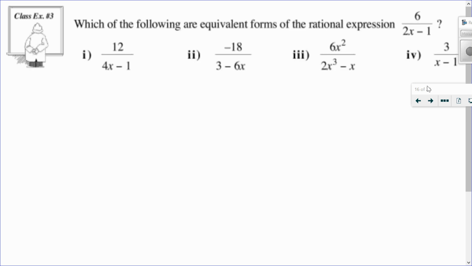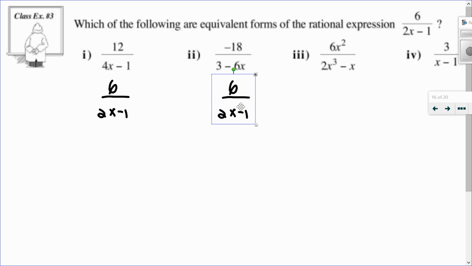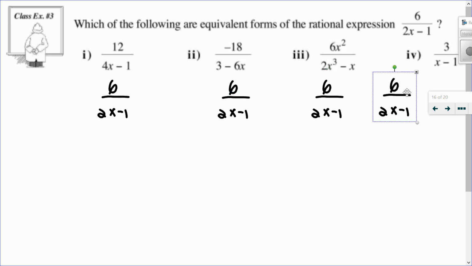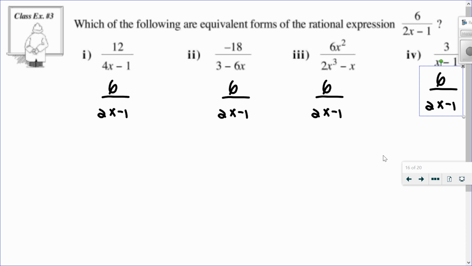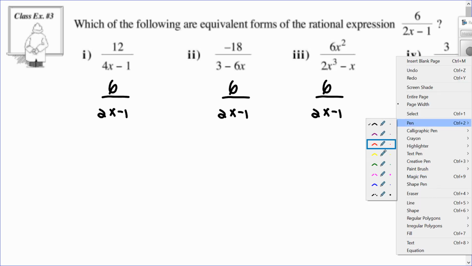Which of the following are equivalent forms of the rational expression 6 over 2x minus 1? So what I'm going to do for each one of these is write this out 4 times, and compare this fraction to each one of them just to see if they are equivalent. Like, what did I do to the numerator to get the new numerator? And then I'll do the same to the denominator to see if they are in fact equivalent. So here's what I mean.